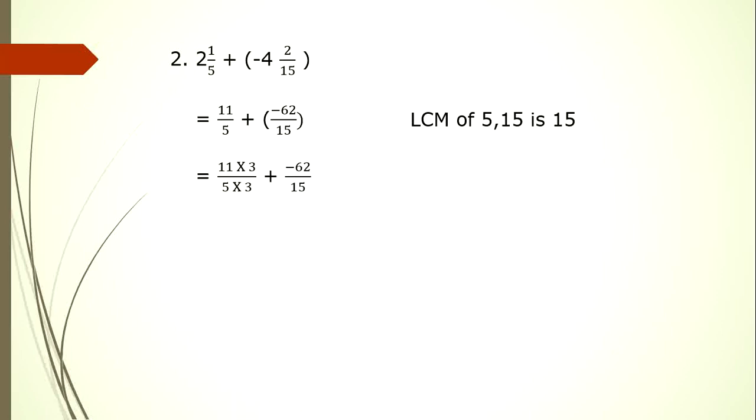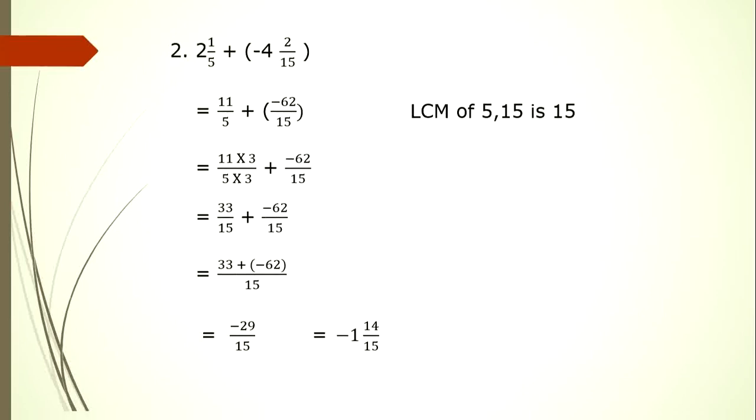So we have 11 by 5, multiplied by 3 in numerator and denominator, plus minus 62 by 15. Because it already has the denominator 15, we don't need to multiply it, because we know any number multiplied with 1 is the same number. So we have 11 threes are 33 by 15 plus minus 62 by 15, and this gives us 33 plus minus 62 by 15, and here the answer will be minus 29 by 15. And this can be further simplified as a mixed rational number. So we have minus 1 14 by 15.